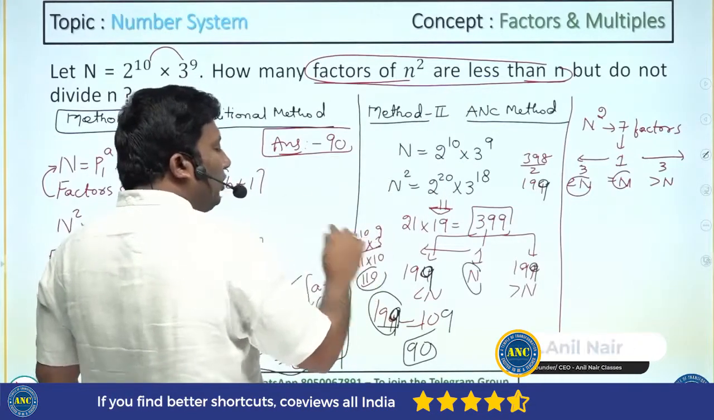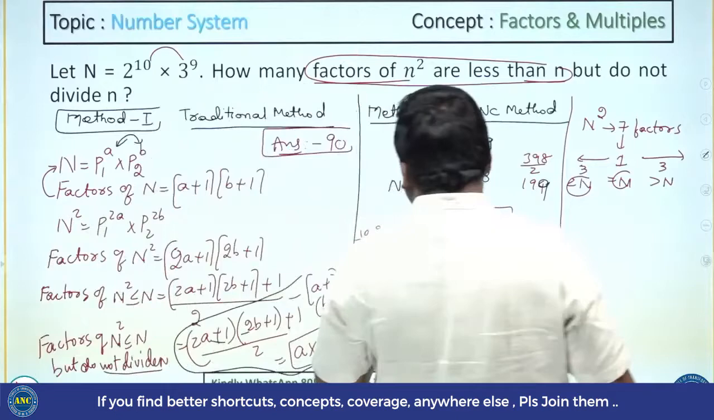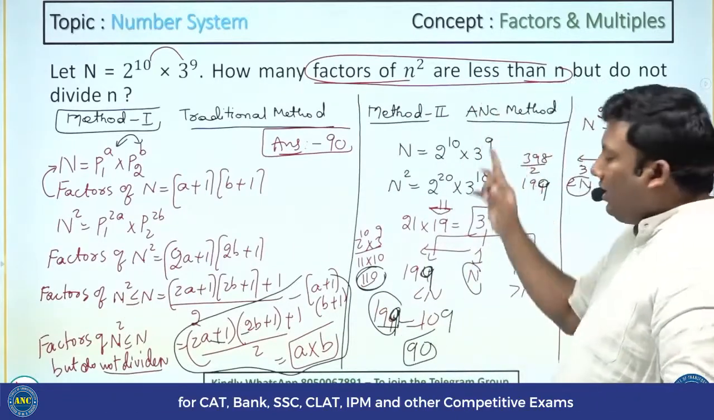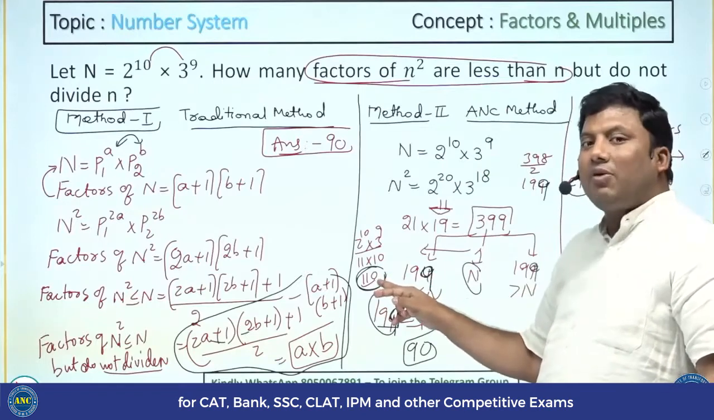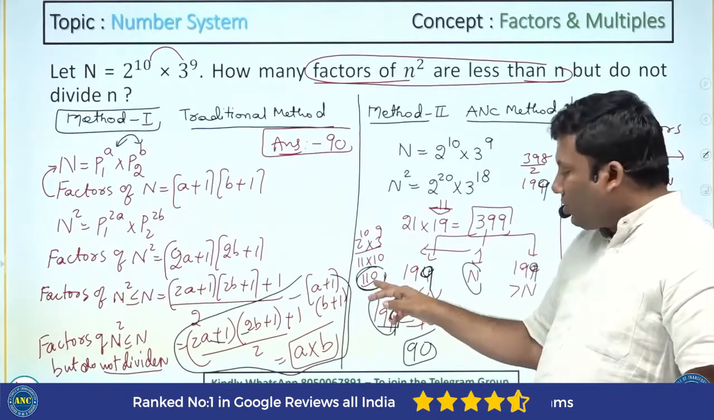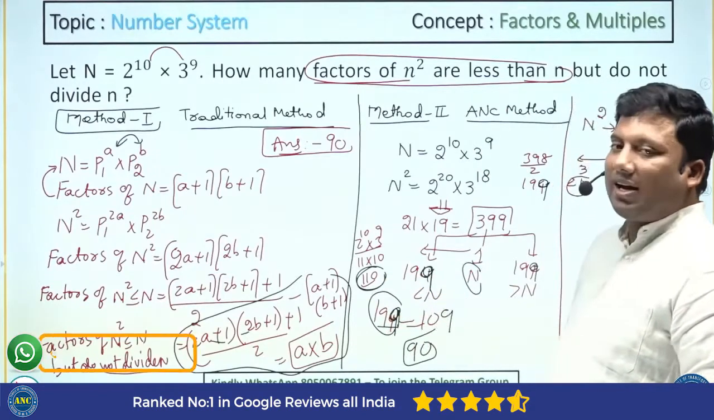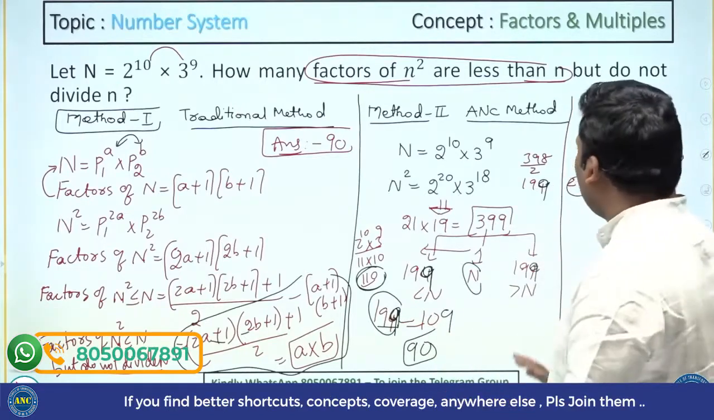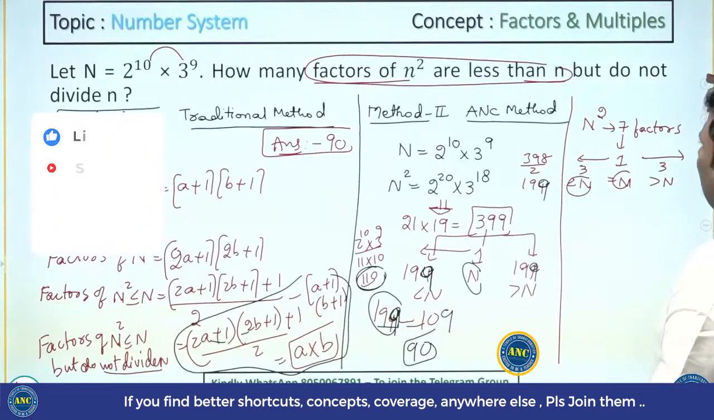2 power 10 into 3 power 9. How many factors are there for this number? 110. It is less than n. So if it is equivalent to n, I would have taken 110. So 199 minus 109. Answer is 90. Very, very easy question, sir. I hope the idea is clear.